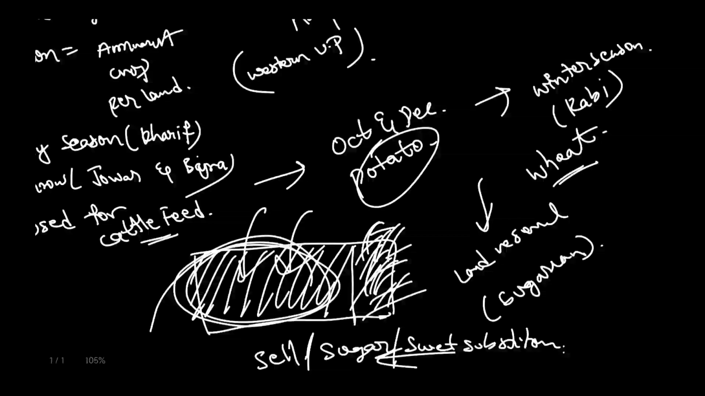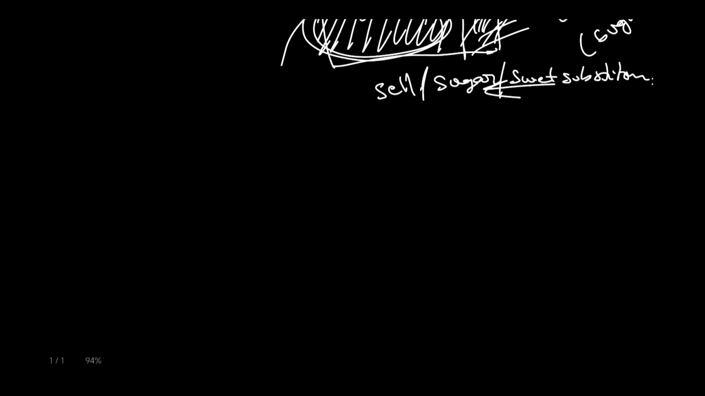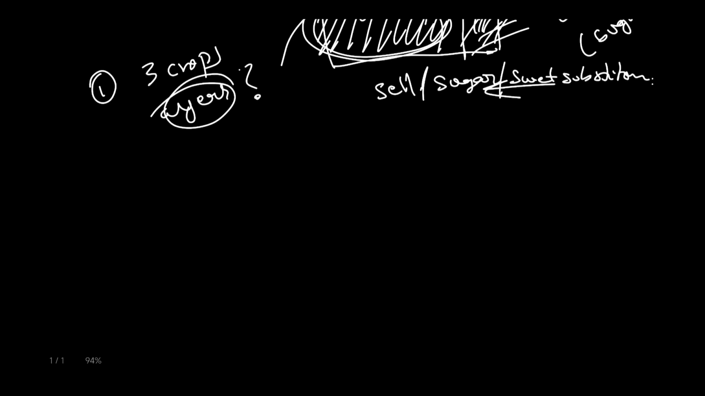So what do you think? How do you think that these farmers are being able to produce 3 crops a year?